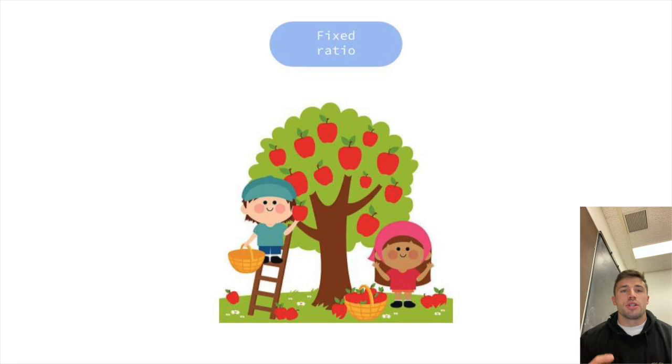Here's an important point with fixed ratio schedules like this one. Typically behaviors decrease briefly immediately after a reward is received and accelerate as repetitions get closer to the reward threshold. In this case, this would correspond to something like our apple picker taking it easy right after she's received a bonus, then putting more and more effort in as she gets closer to those 5 boxes again.